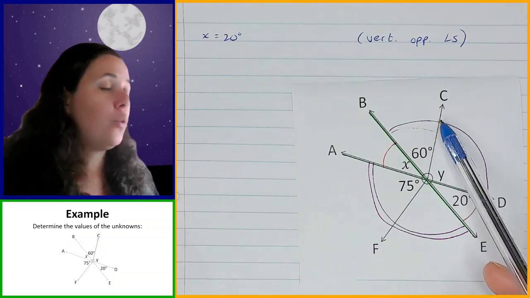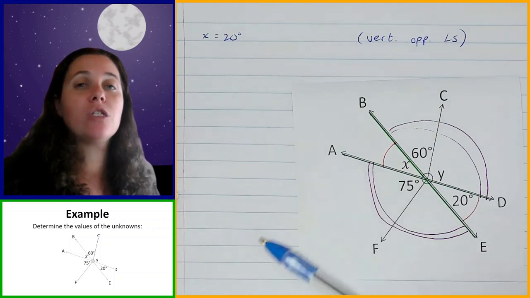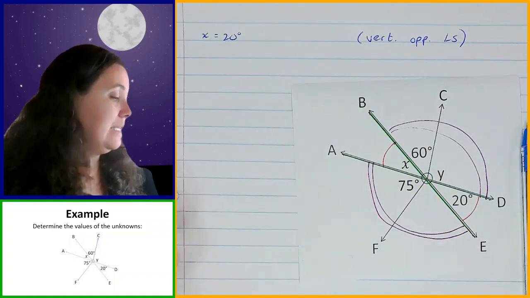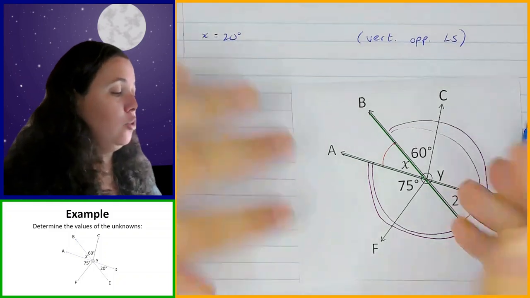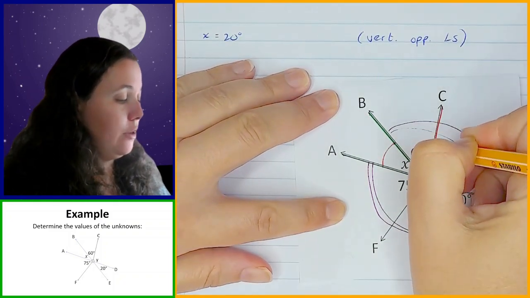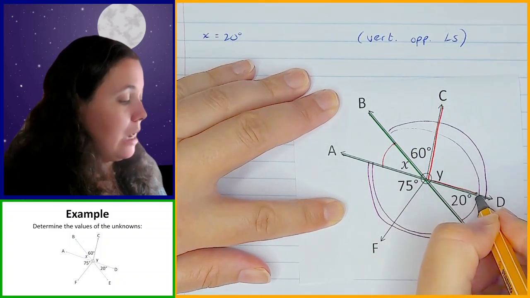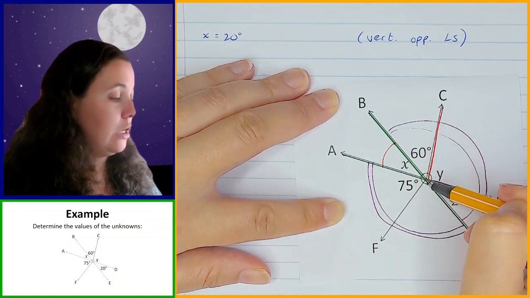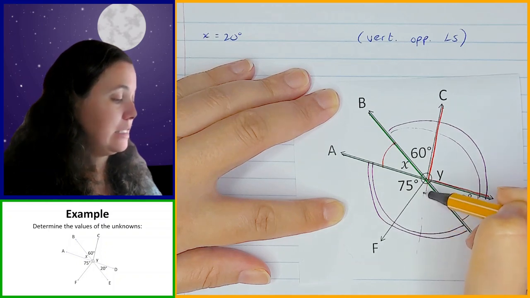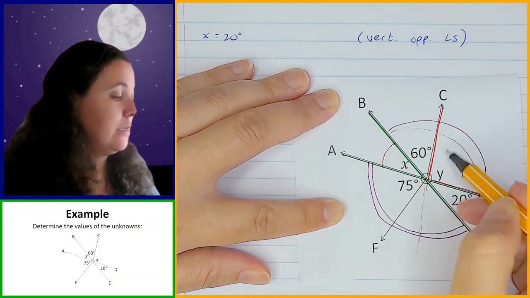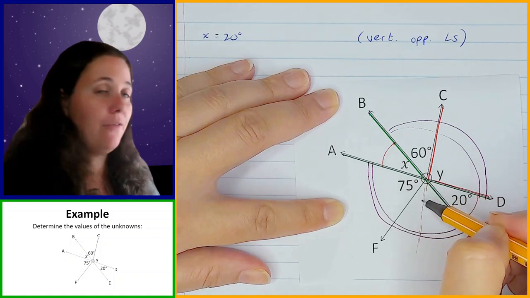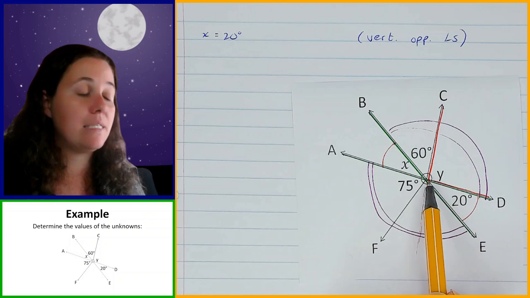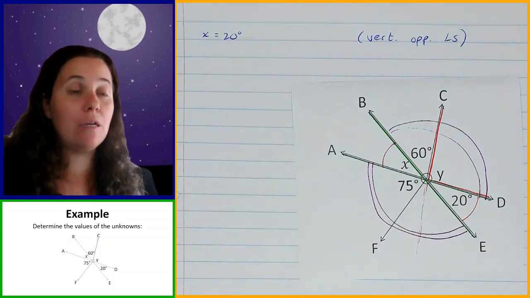Now, like I said, we can only use vertically opposite angles when we have straight lines that are crossing each other. So if I look at the angle y, it is this angle over here. I don't have a line that continues like this. I don't have a line like that. So I can't use vertically opposite angles. This angle would be equal to that, but I don't have that. So I need to use another way of working out what y is.